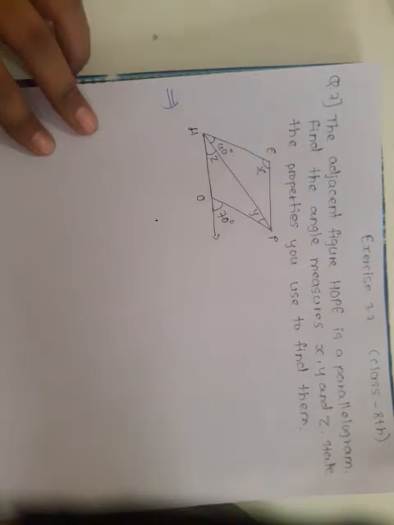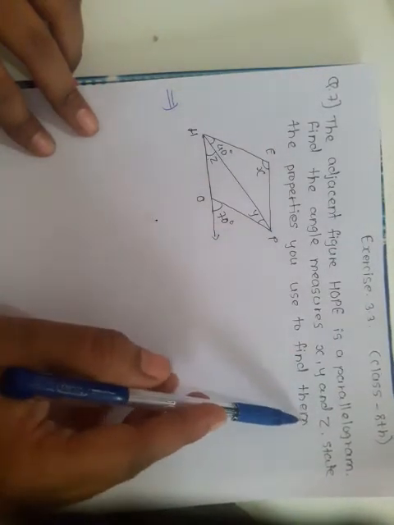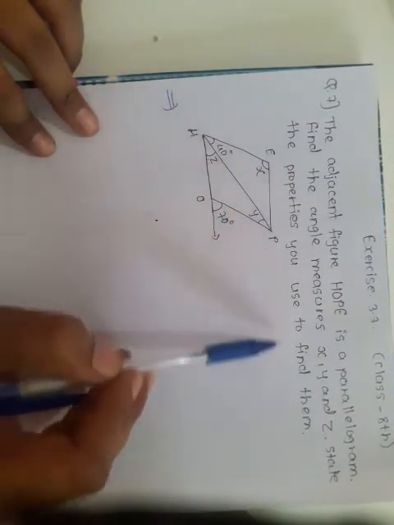In the previous section, we saw up to question number 6 of exercise 3.3. Now, in this section, we are going to study the next question. Question number 7. In the adjacent figure, HOPE is a parallelogram. Find the angle measures x, y, and z. State the properties you use to find them.